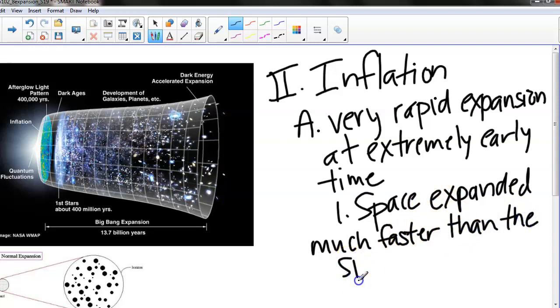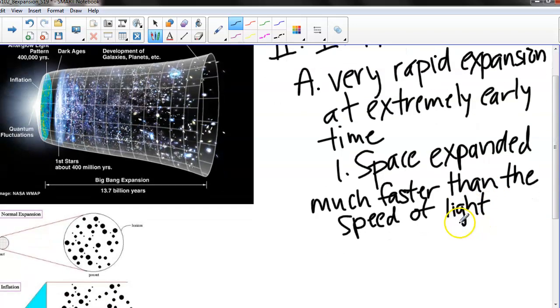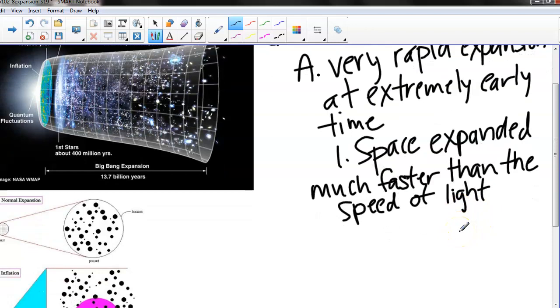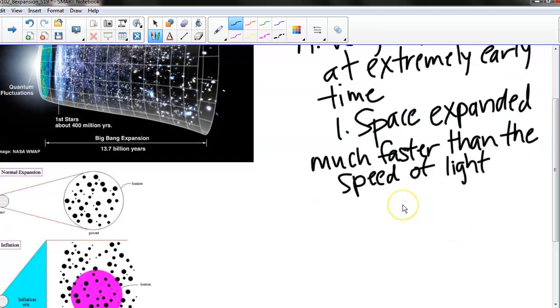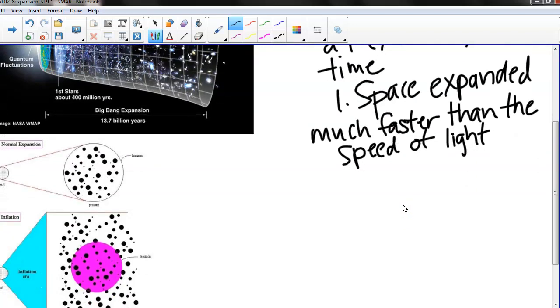So hopefully you're saying, I thought nothing could go faster than the speed of light. True. No thing, no mass, no matter, no light can go faster than the speed of light, but we're not talking about a thing traveling through space or energy traveling through space. We're talking about space itself.